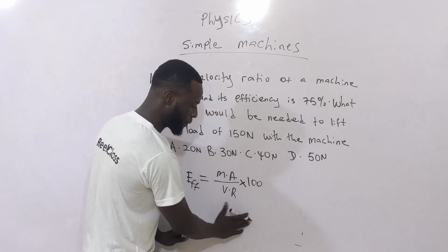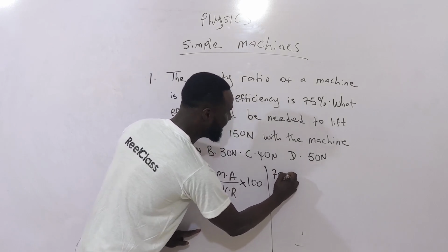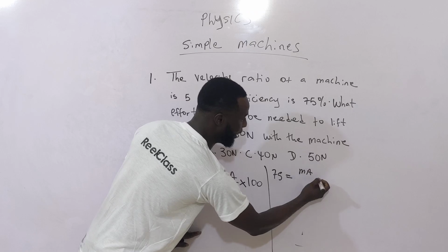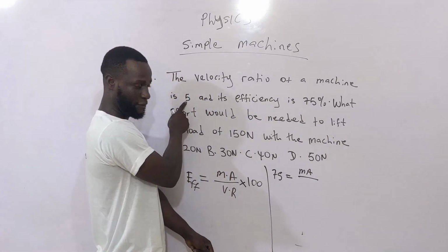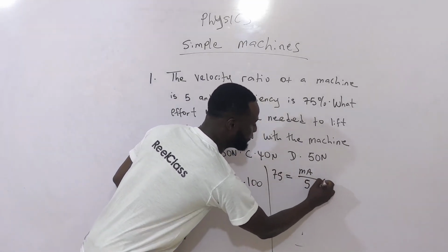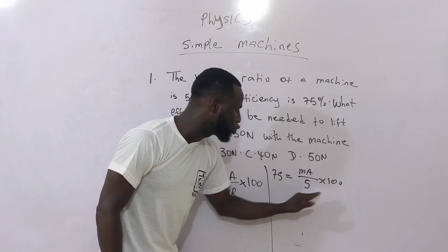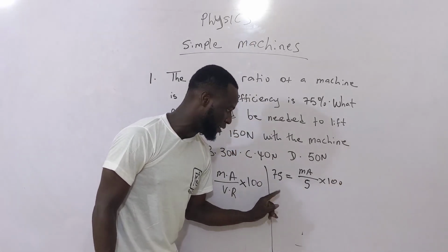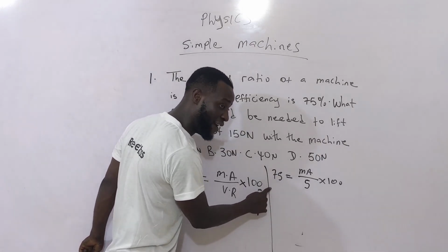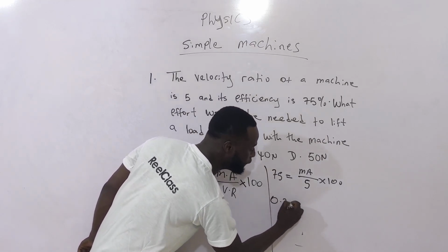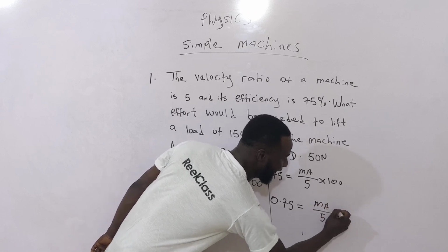And remember, we have to multiply everything by 100. Putting in all of those values, I would say that efficiency is 75%, so 75 is now equal to mechanical advantage, MA, divided by velocity ratio. In the question, they told us that the velocity ratio is 5. So, divided by 5 times 100. Now, it will be easier to divide through by 100 to take this 100 over to this side. I will divide 75 by 100, and if I divide 75 by 100, I get 0.75 is equal to MA over 5.